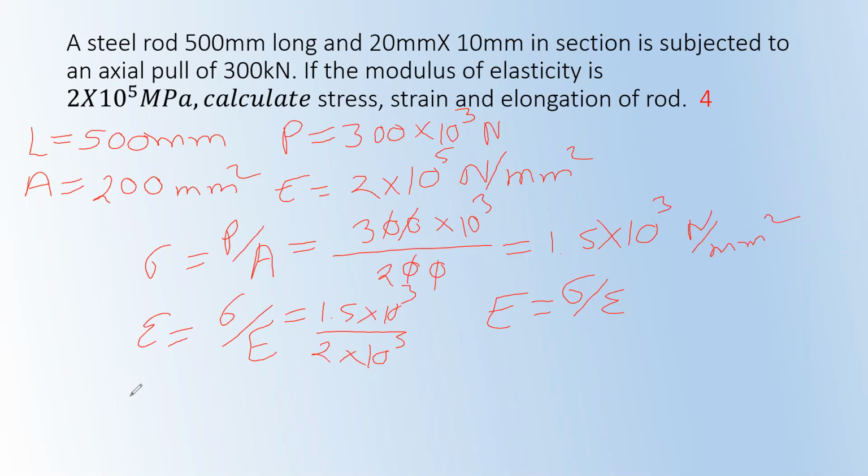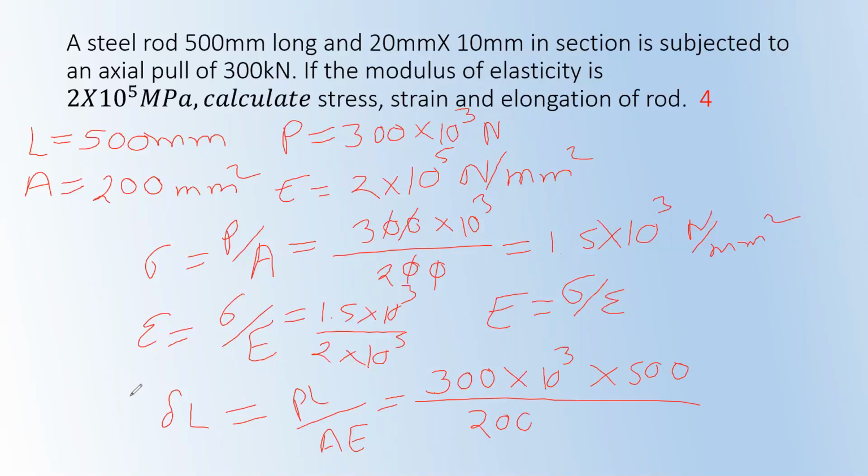And the last one they have asked us is delta L, but we already know the change in length upon original length is the strain. So delta L is equal to PL upon AE. In this case, P is 300 into 10 raised to 3 Newton, L is 500 mm, area is 200 mm square, and Young's modulus is given as 2 into 10 raised to 5. You just calculate it and tell me the answer.